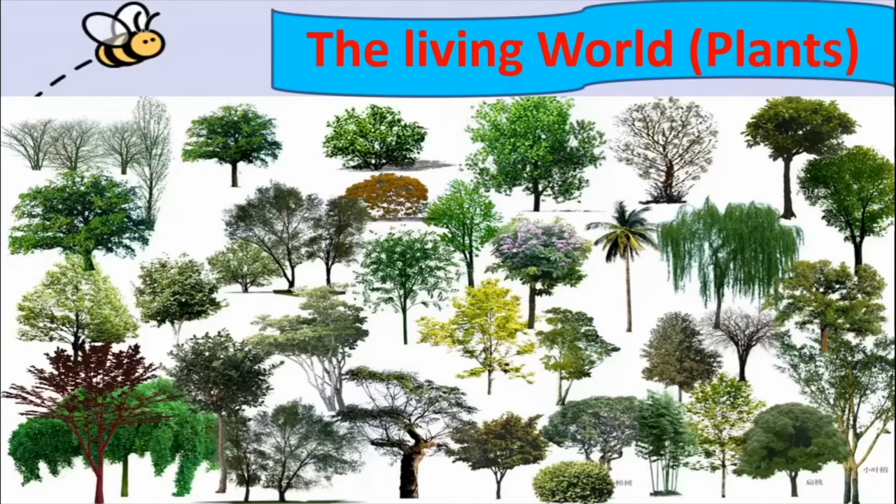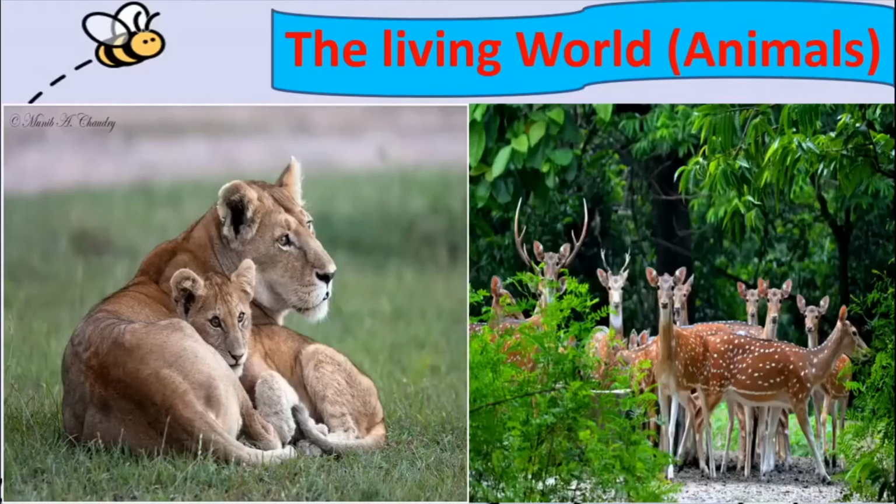So when you talk about the living world, that is all the living things on this earth, they are divided into plants and they are divided into animals. So in today's lesson we will not talk much about these plants. About the plants we will learn in a future lesson. In today's lesson we will talk about animals which are part of the living world.